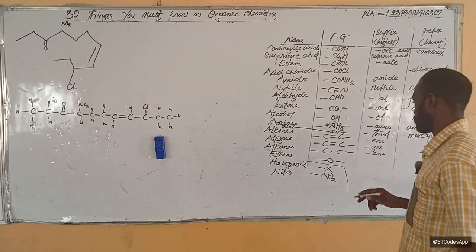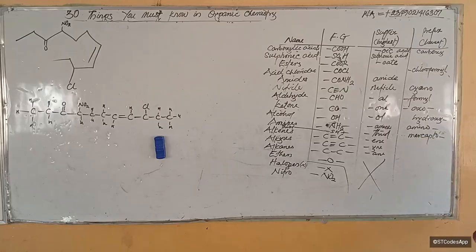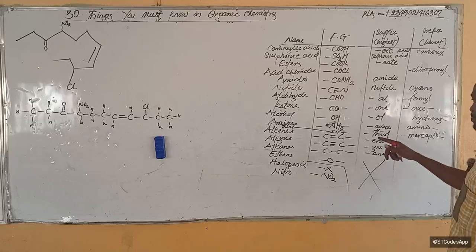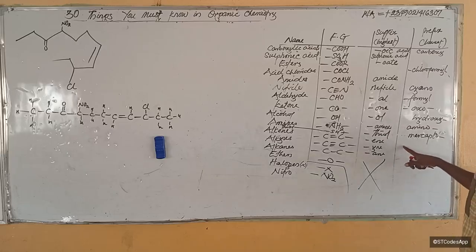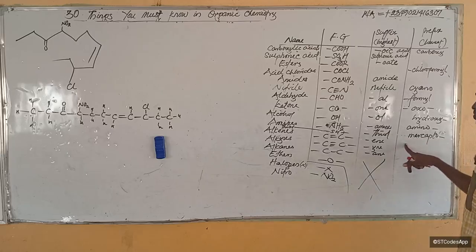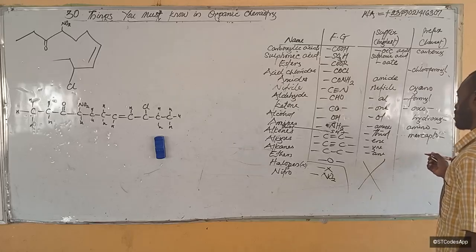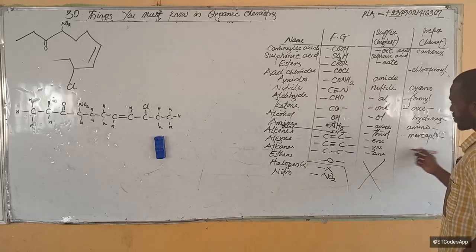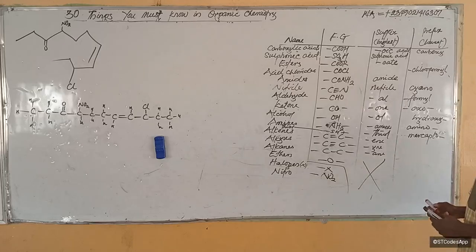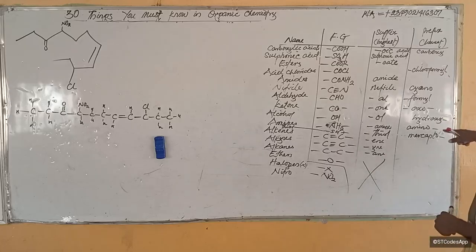They generally don't have suffixes. So these ones are not functional groups, like I said. For the prefix of alkene, it will still be "ene". I'm going to give you an example of what I mean.